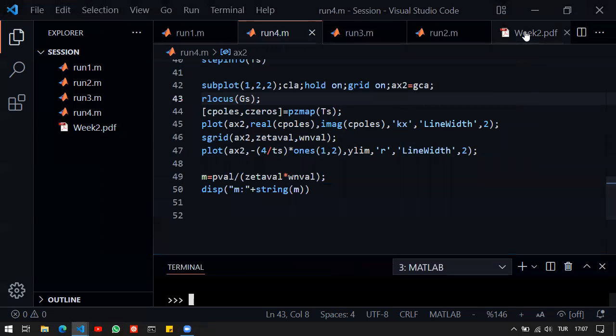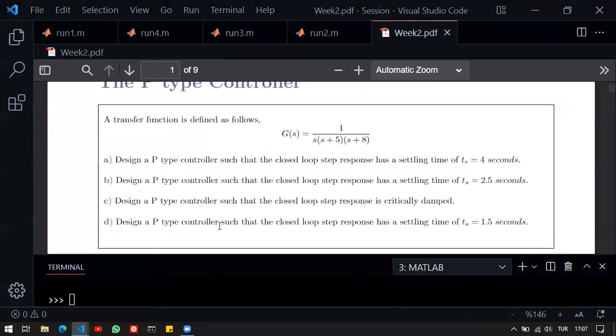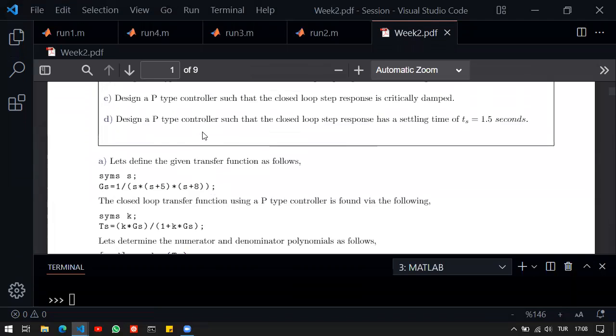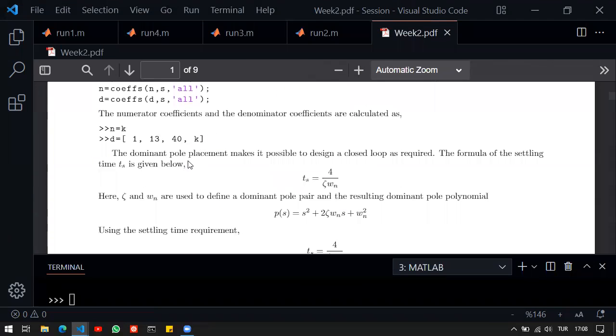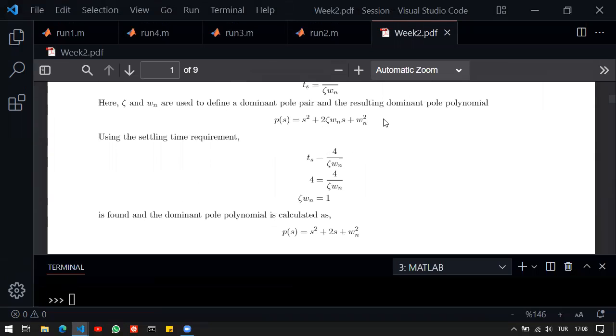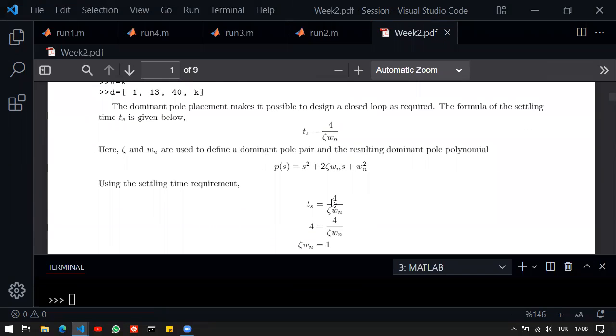Now, let's look at the notes and conclude today's discussion here. Yeah, there are all the steps necessary in order to follow along. We have 4 divided by zeta omega n, and then this is our desired polynomial. So let me repeat this. I can only define a second-order polynomial that has the time characteristics that I'm interested in.